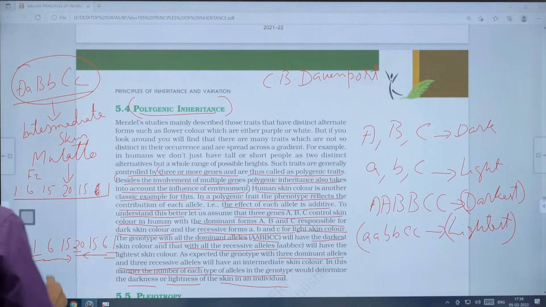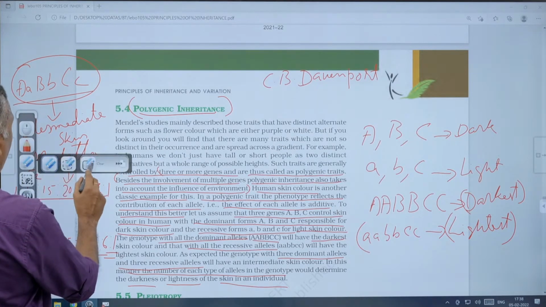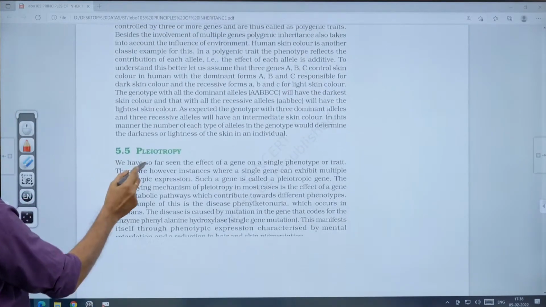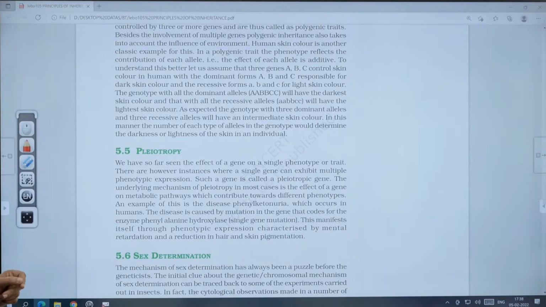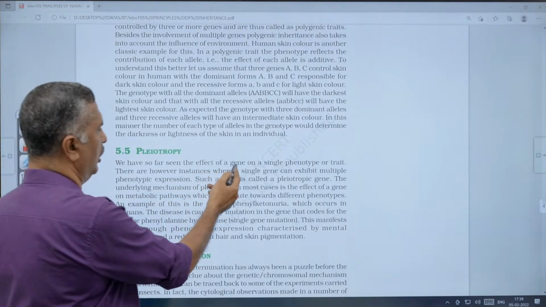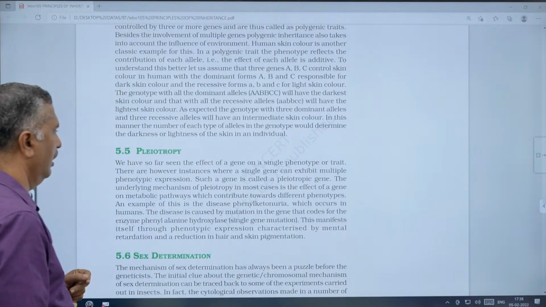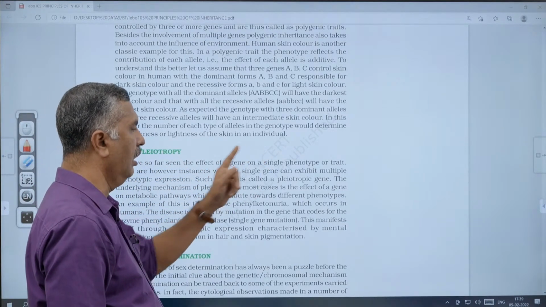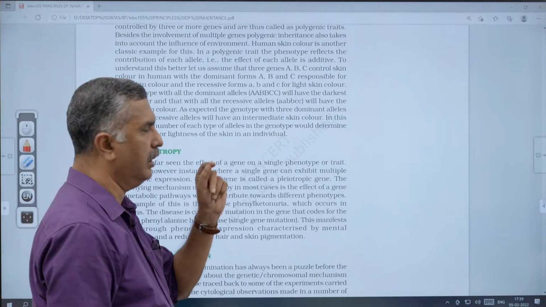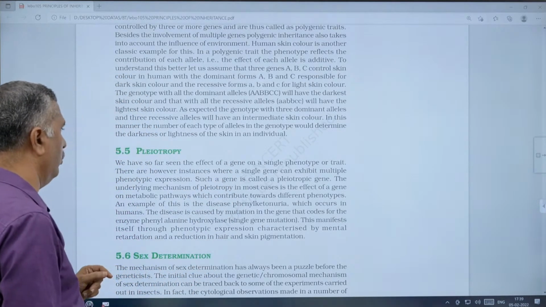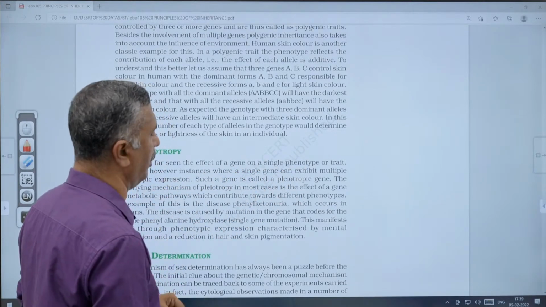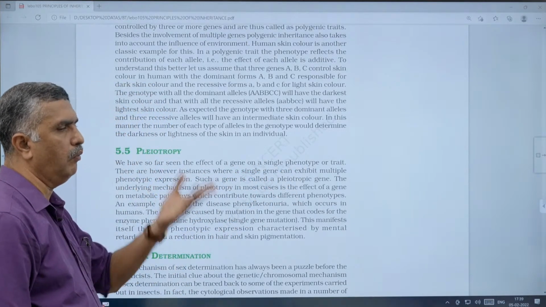Okay. Then another concept you have to study is pleiotropism. The next one is pleiotropy. So far we have seen the effect of a gene on a single phenotype or trait. A single gene controls a single trait or phenotype. However, there are instances where a single gene can exhibit multiple phenotypic expression. A gene will control more than one phenotype.